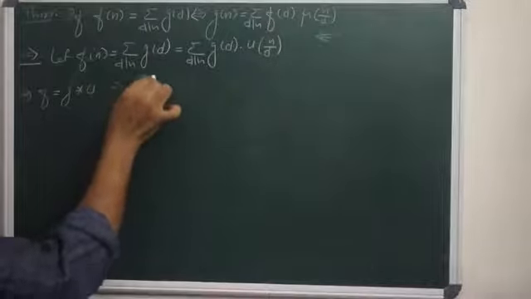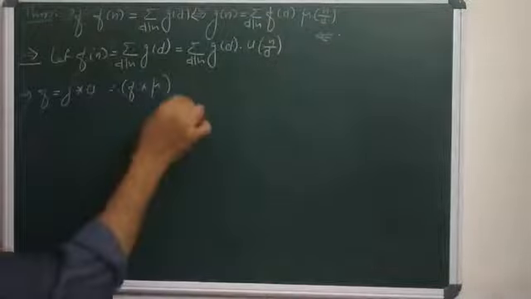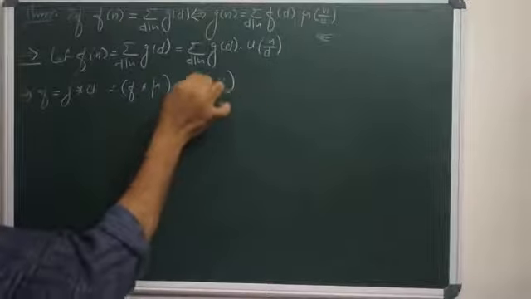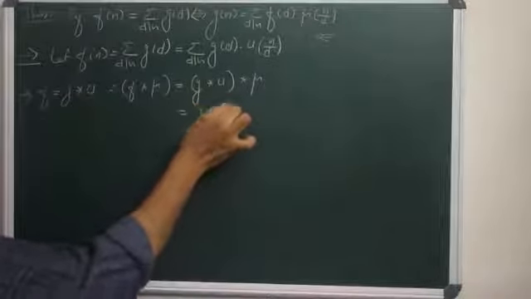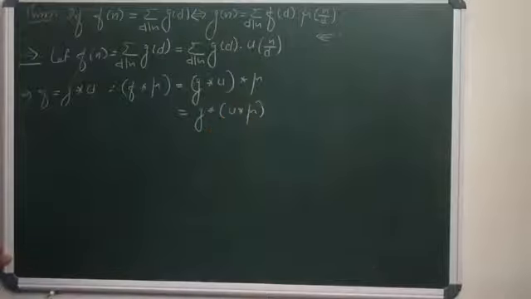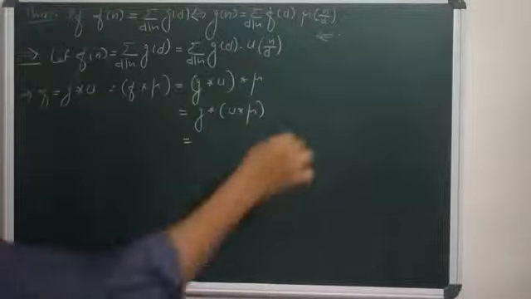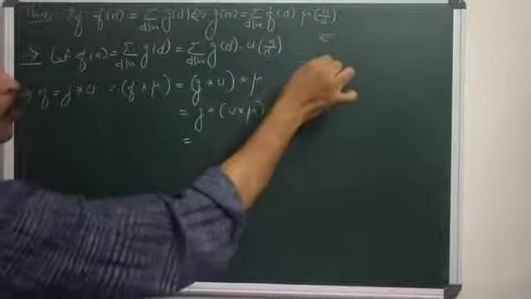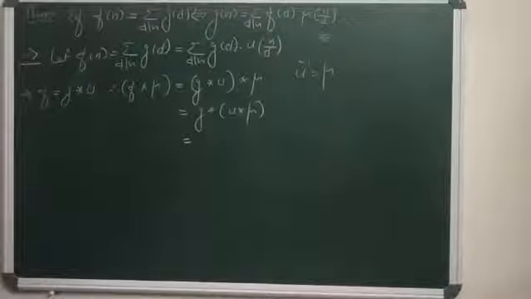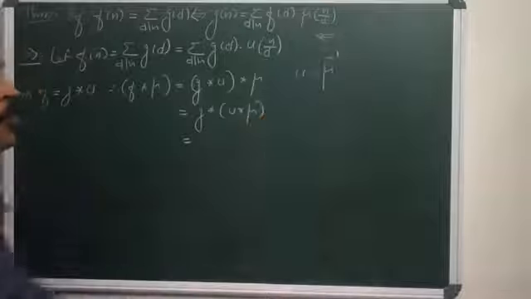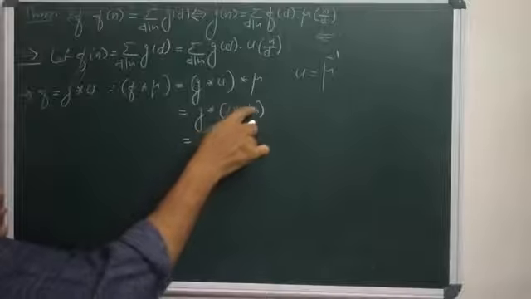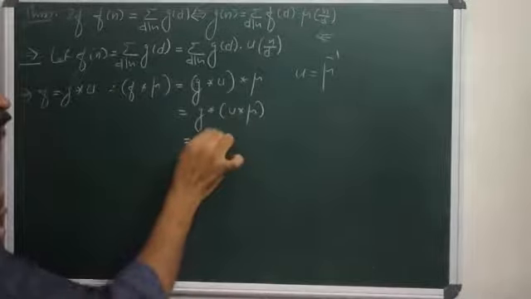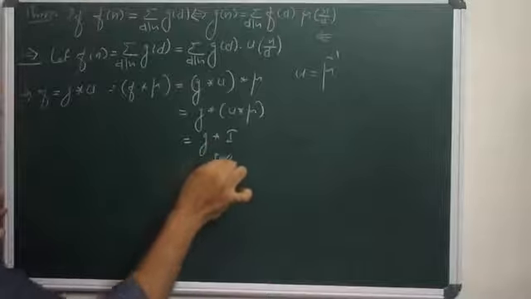Therefore, what is f star mu? Consider this f star mu. F star mu equals g star u star mu. But star is associative, so it is g star (u star mu). What is u star mu? We know that u inverse equals mu, or mu inverse equals u. Mu inverse is u means u star mu is mu inverse star mu, that's the identity function. So g star identity is g.